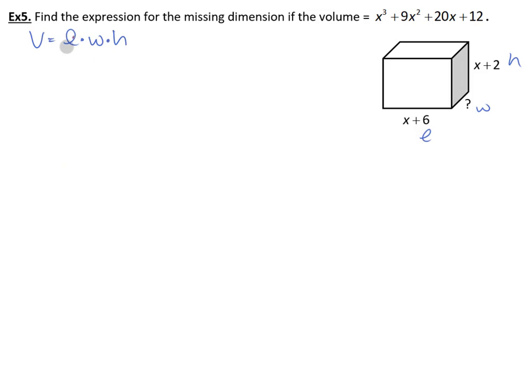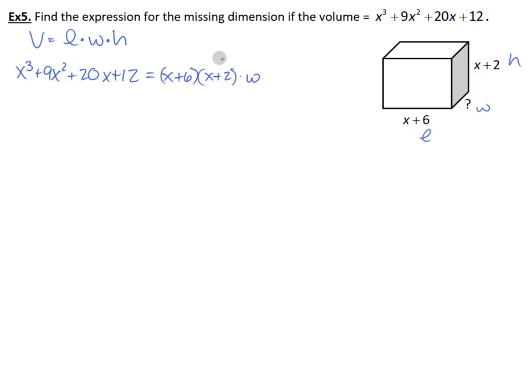So, and that's just a cursive L. So we know a couple of these. I know what my volume is. It's the x cubed plus 9x squared, etc., plus 20x plus 12 equals the length, which is x plus 6, times our unknown width. We'll just skip that for now, because remember, when you multiply these, the order doesn't really matter. So let's put our height in, and then we'll say our unknown width. Right? We just say w is our unknown.